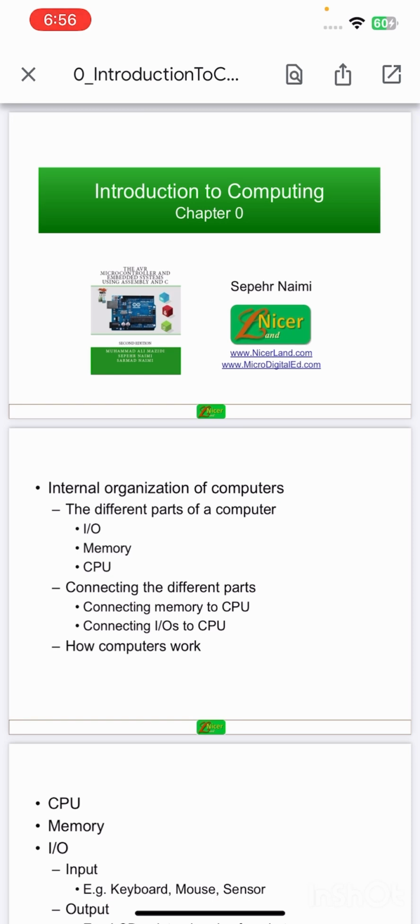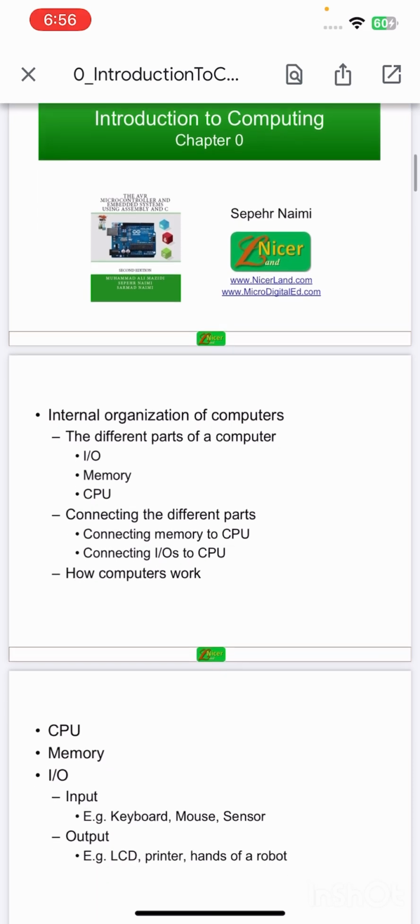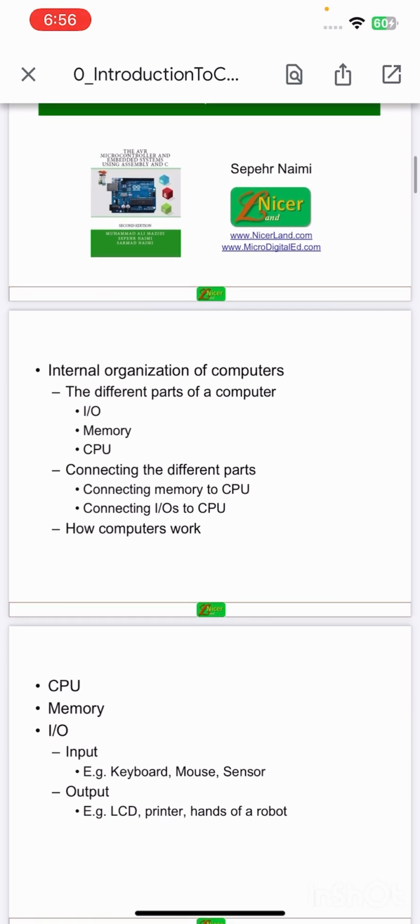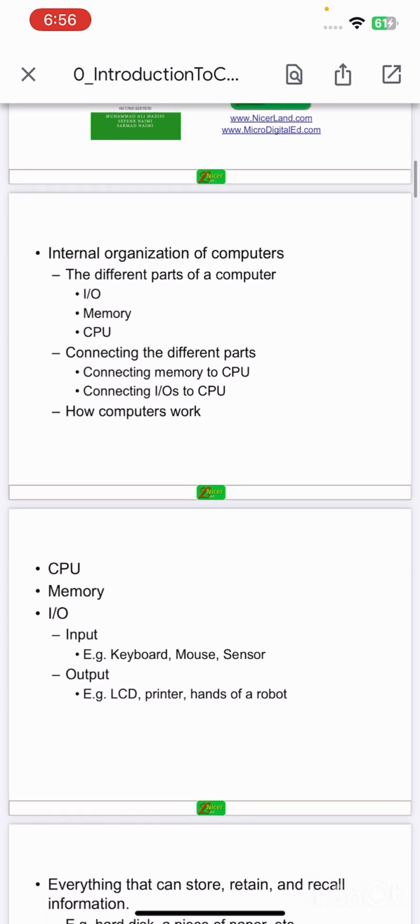We are looking at the internal organization of components, the different parts of a computer, which include IO, which is input output, memory, and CPU. The second point is connecting the different parts: connecting memory to the CPU and connecting input outputs to the CPU, and how the computer works. Basically, this explains how things in the computer work: what is CPU, what is memory, what is input output, and what other things we can connect to the CPU. All of these are explained below.